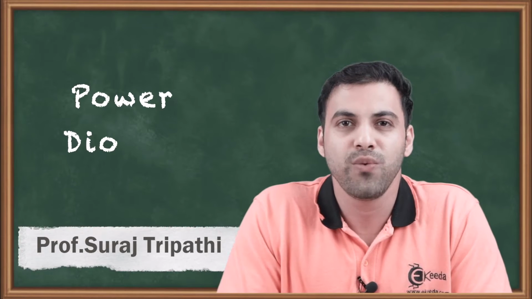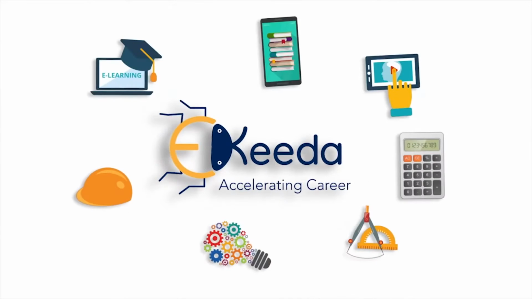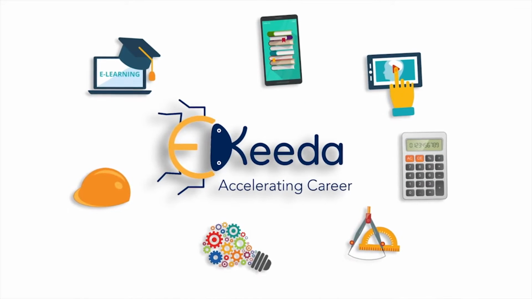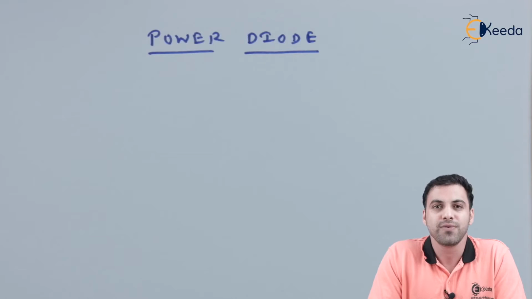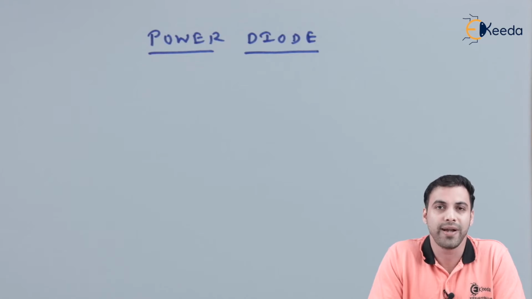Hello friends, today we are going to discuss power diodes. So friends, we have all discussed the diode, its working principle, its construction, and how it operates. But today we are going to discuss the power diode. The main difference between a diode and a power diode is its construction and its kind of doping.